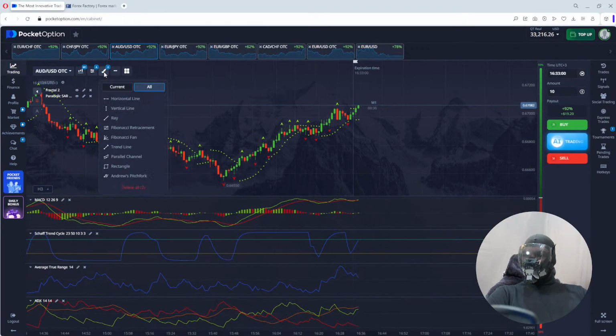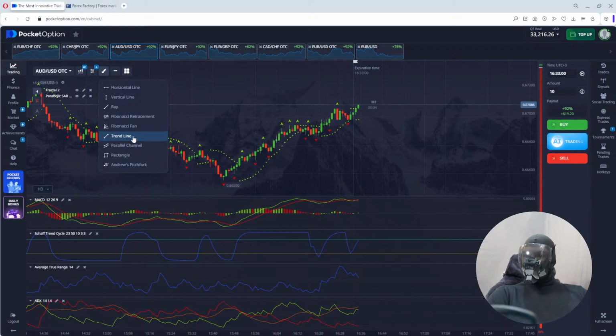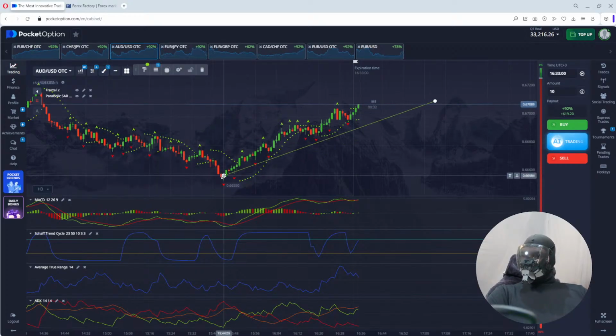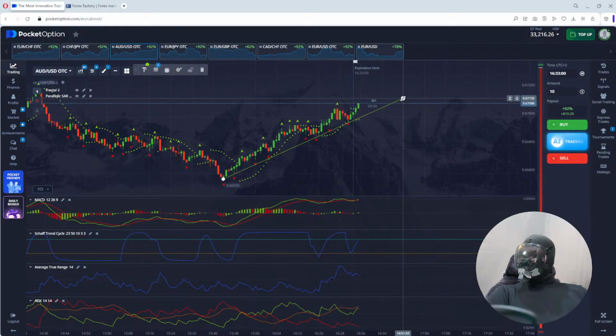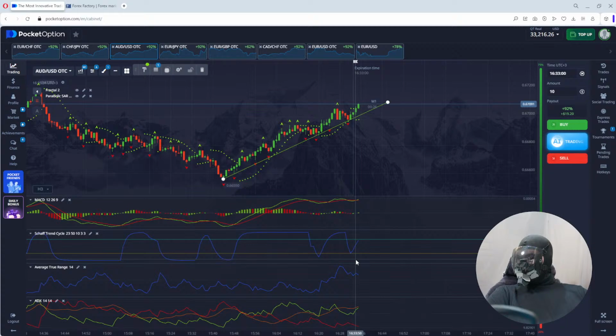Also, we got, there we go, a good one. A good support level with regards to AUD USD. All right, so it looks like it's rising. We got 30, a very strong trend. I might actually take advantage of that.